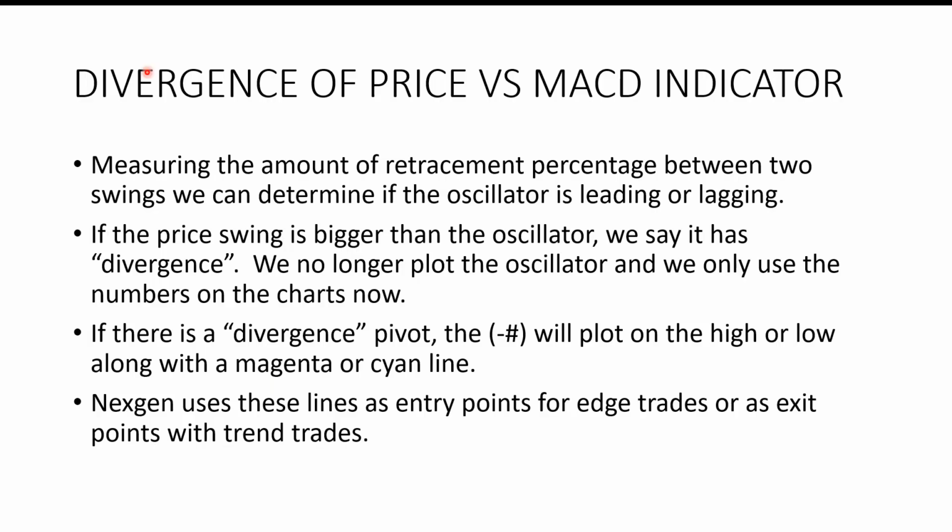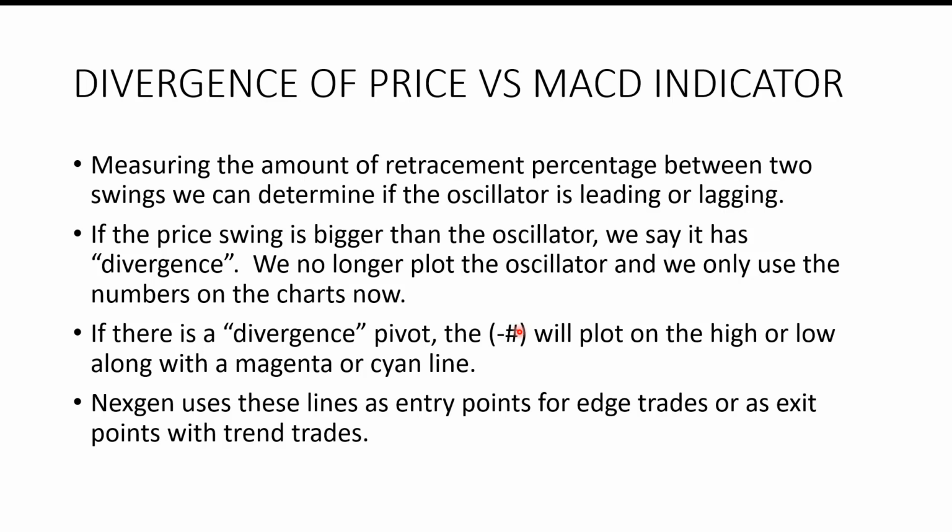Now, the second or final piece that I was going to bring to you is the divergence between price and our MACD indicator. Again, we used the MACD indicator 15, 20 years ago. We don't really use it anymore, but it still plots divergence for us. And the short version is it measures a retracement percentage between price and the oscillator. If the price is not congruent with the oscillator, we say there's divergence. If there's divergence, it'll plot a negative number on the pivot, so you don't even have to guess. It'll do it all for you.